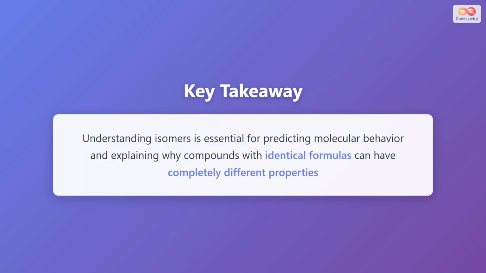Here's the key takeaway from this lesson. Understanding isomers is essential for predicting molecular behavior and explaining why compounds with identical formulas can have completely different properties. This concept helps us understand the complexity of chemistry and why molecular structure is just as important as molecular composition. Mastering isomers will help you understand everything from drug interactions to the properties of materials around you.